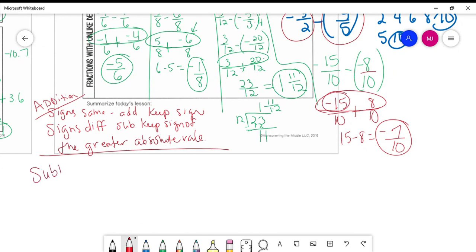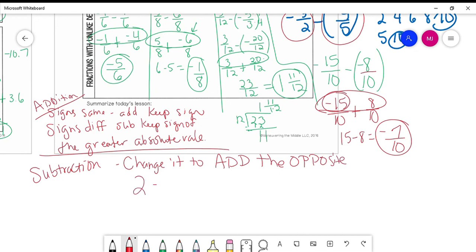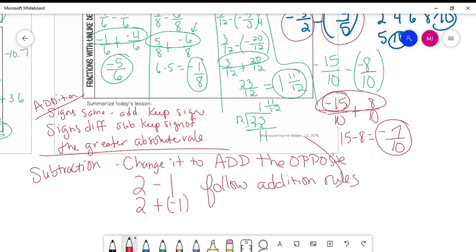What about subtraction? Change it to add the opposite. So, for example, a subtraction problem can be changed to adding the opposite of the second number. So once you change it to an addition problem, you just follow those addition rules that we just said.